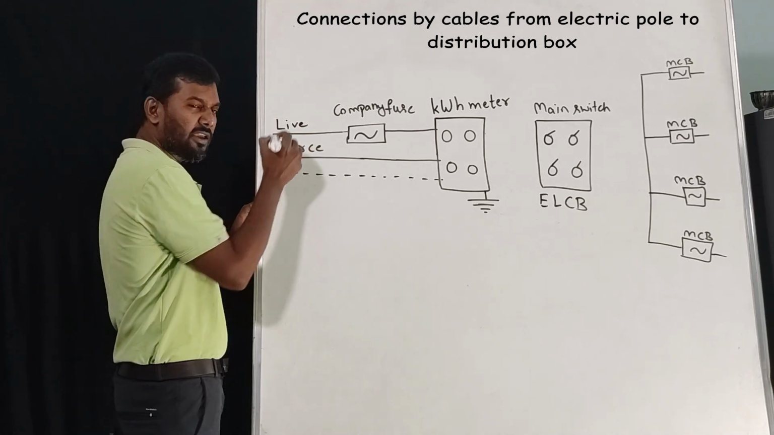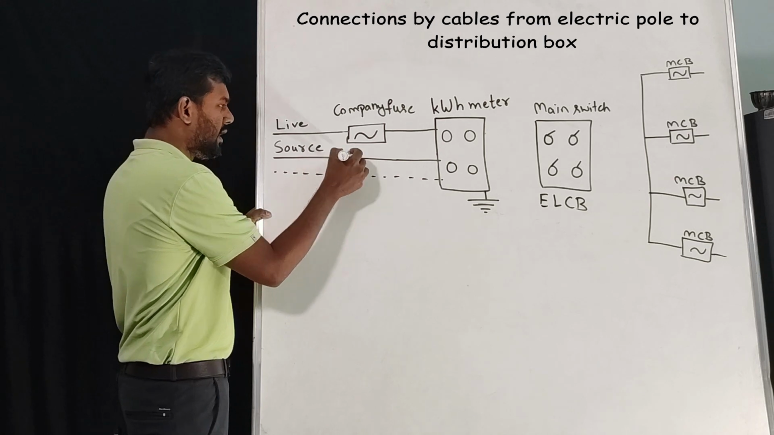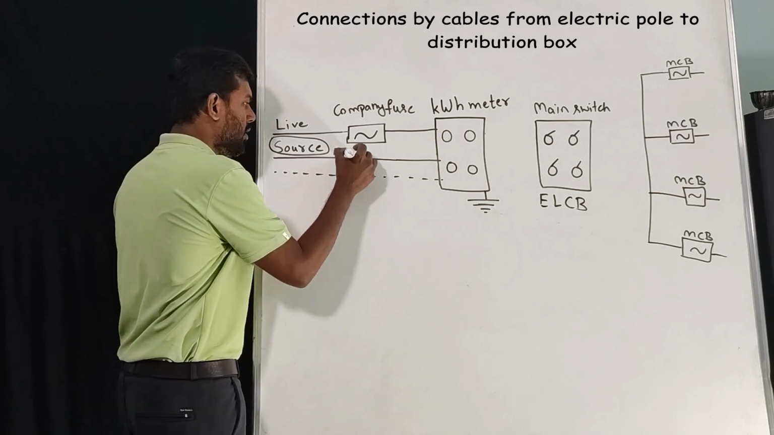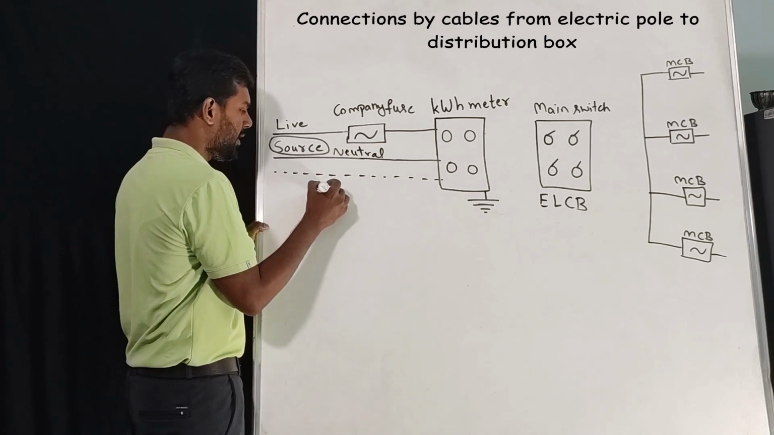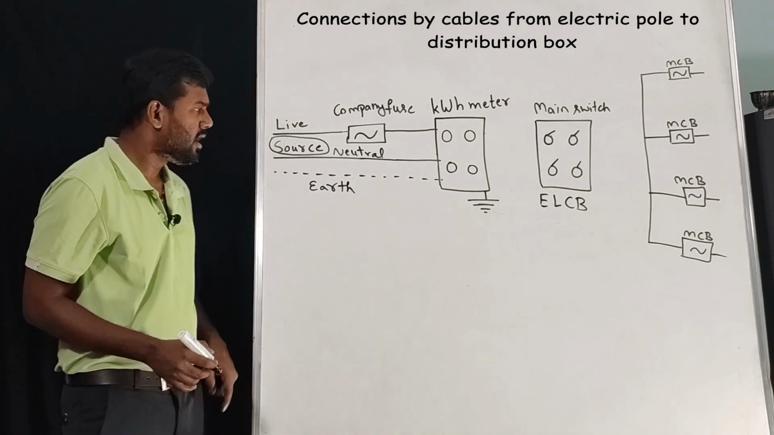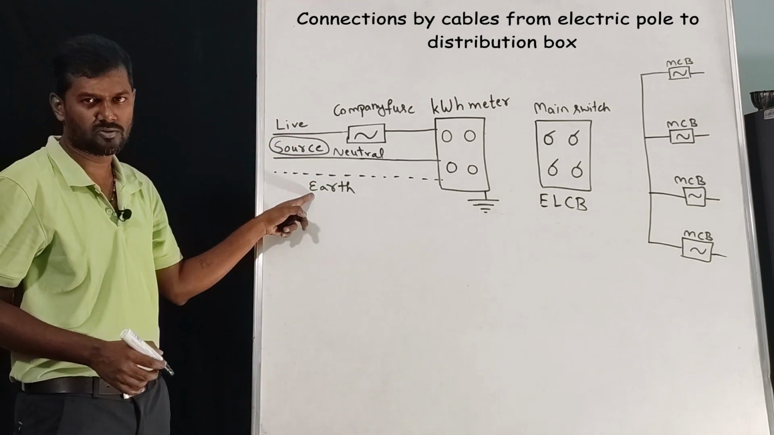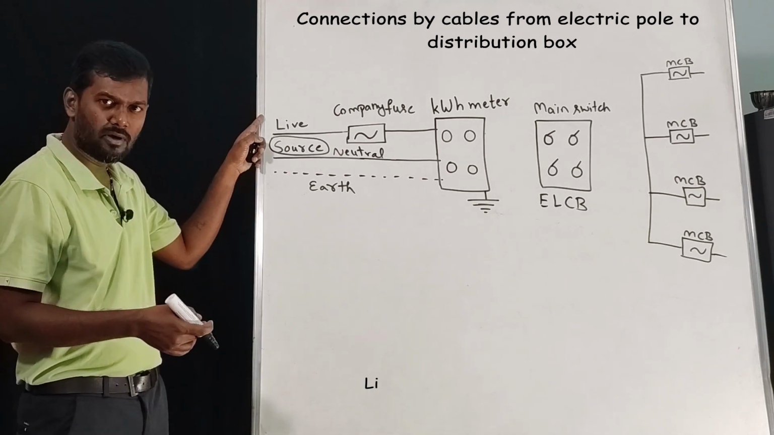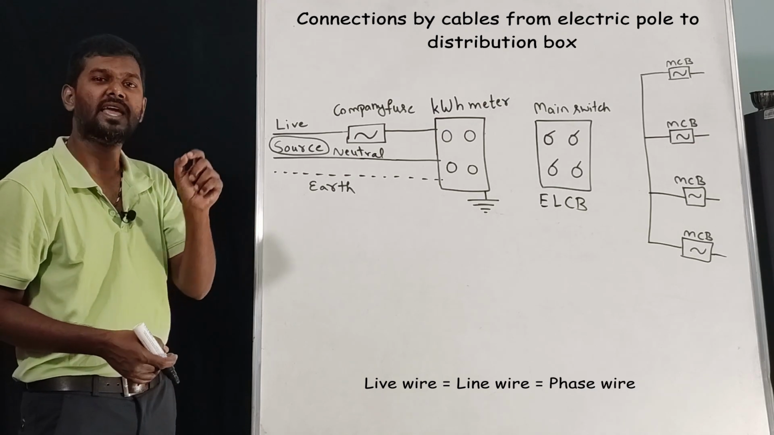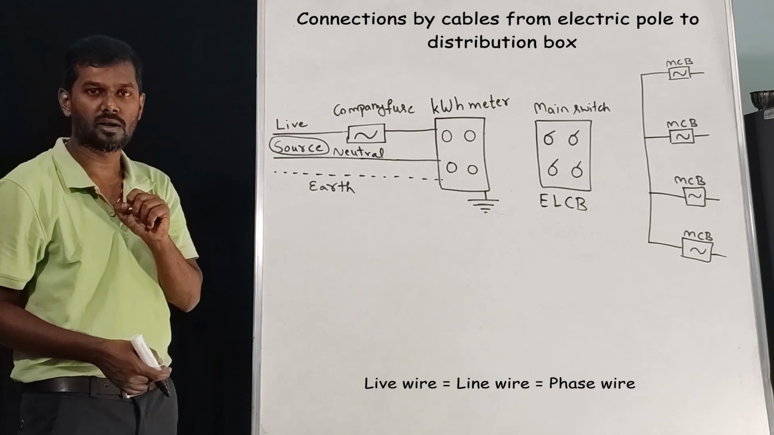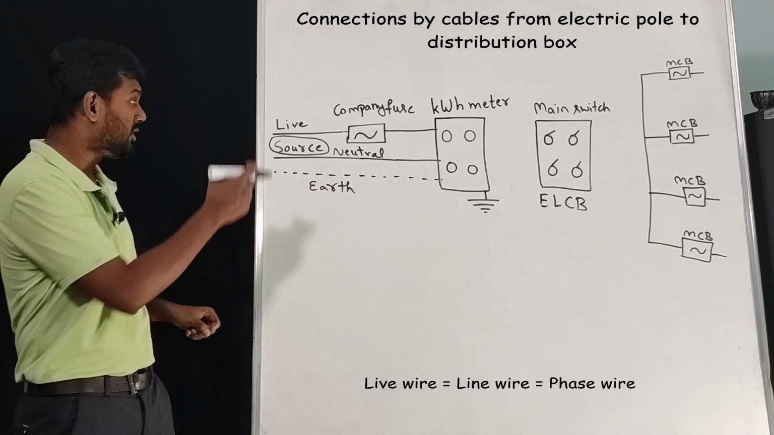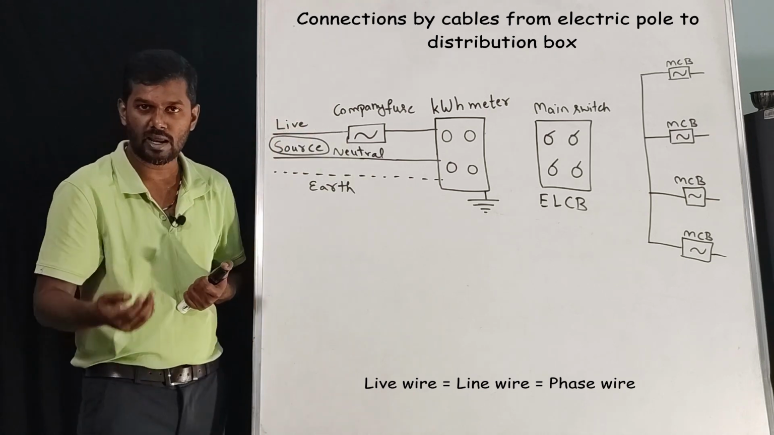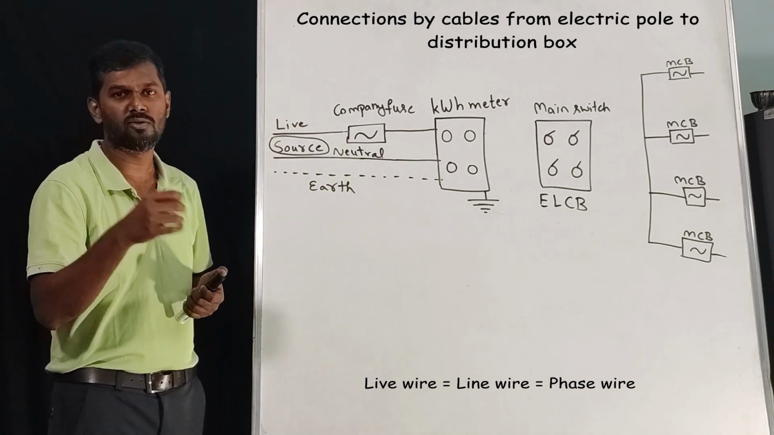So there are 3 wires. From the source only we are getting all the 3 wires: live wire, neutral wire, and earth wire. Live wire has 2 more names: line, L-I-N-E, line wire, or phase wire. We can call it by any of these names. This question was also asked one time in the board exam: what is another name for live wire? You can write line wire or phase wire, any word is fine.